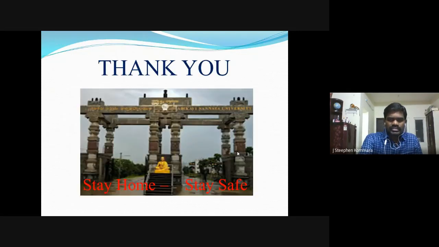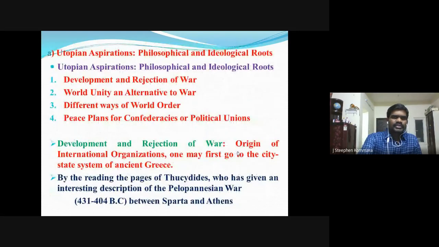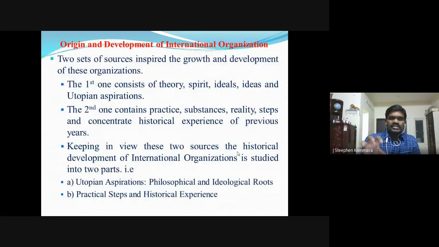So this is the brief explanation about the utopian aspirations, philosophical and ideological groups. Okay, this is under the origin and development of international organizations. Okay, in the next class, I will explain about the practical steps and historical experience. In that, there are different ages: during ancient times, during Middle Ages, during 17th and 18th centuries, during 19th century. So these are all the next topic.